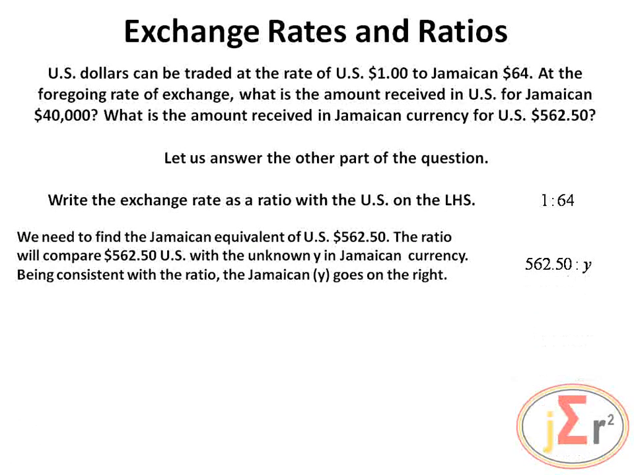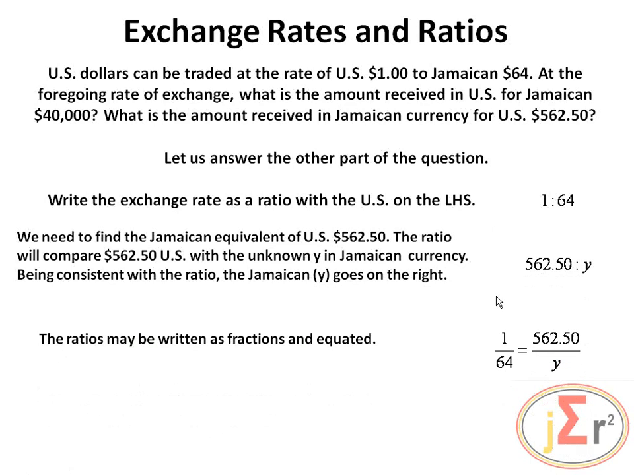Now we have the US, but we do not have the Jamaican. So what do we say? The US that we have stays on the US side, which is the left-hand side, and y is the unknown amount. So the ratios may be written as fractions again, and they are equated. After they are equated, we are going to transpose in order to solve. So this y is going to be multiplied on this side, and the 64 that is divided here will multiply on that side, and we have $64,000, and that is in Jamaican currency.